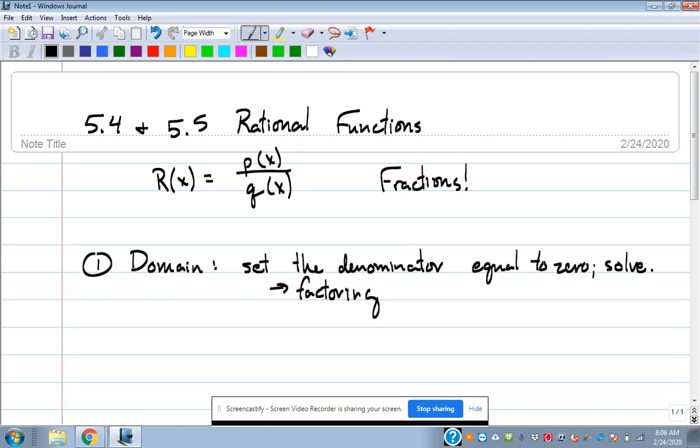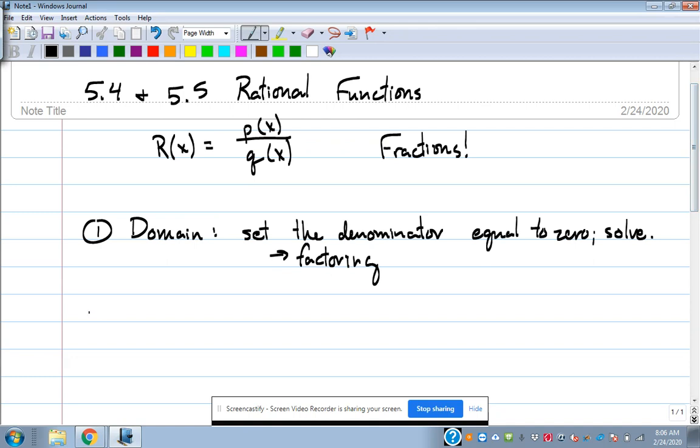But if you're going to do everything else that goes along with that rational function, then factoring is going to help you out in doing some of the other stuff. So try to use factoring when you're solving that denominator set equal to 0 to get the domain of that function. All right. And then after we found the domain, notice I said after we found the domain, then try to simplify the fraction.